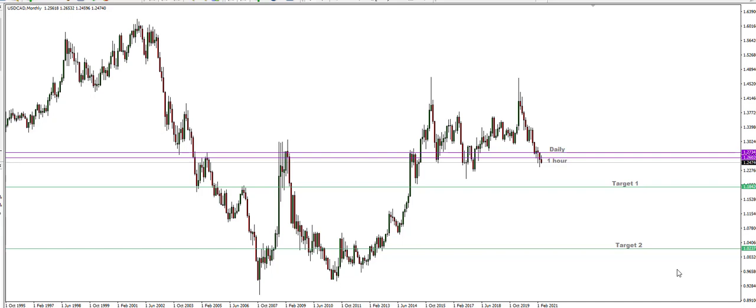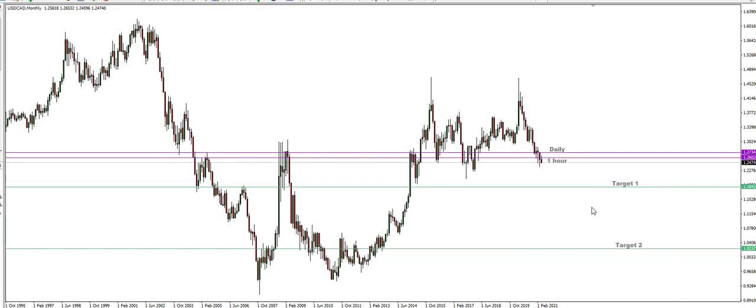What I want to do is start off with the USD versus the Canadian dollar, the CAD. Being that oil prices moved pretty heavily at the end of last week, and the Canadian dollar is heavily tied to oil prices as well. So what I wanted to do is look at the chart here on the monthly.